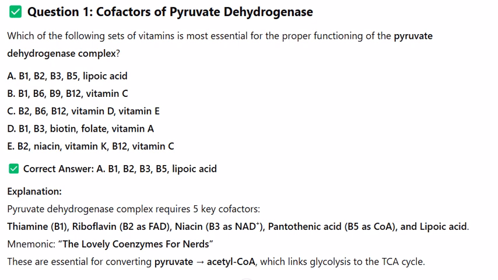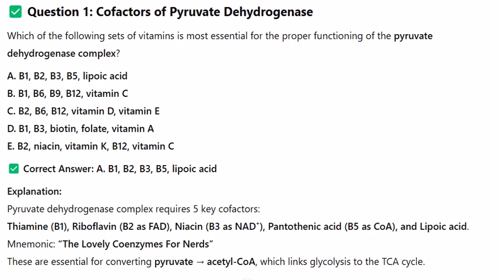Which of the following sets of vitamins is most essential for the proper functioning of the pyruvate dehydrogenase complex? A. B1, B2, B3, B5, lipoic acid. B. B1, B6, B9, B12, vitamin C. C. B2, B6, B12, vitamin D, vitamin E. D. B1, B3, biotin, folate, vitamin A. E. B2, niacin, vitamin K, B12, vitamin C. Correct answer, A. B1, B2, B3, B5, lipoic acid.